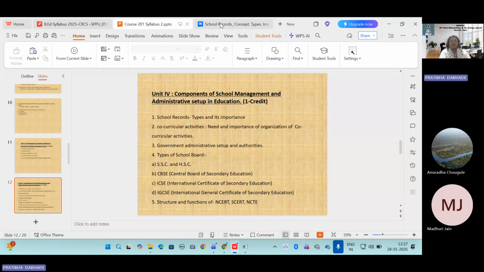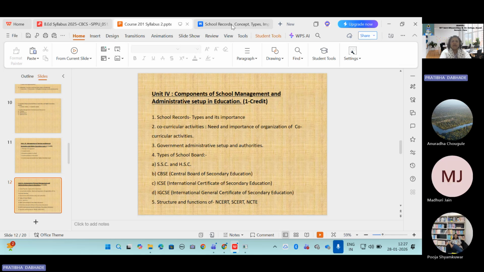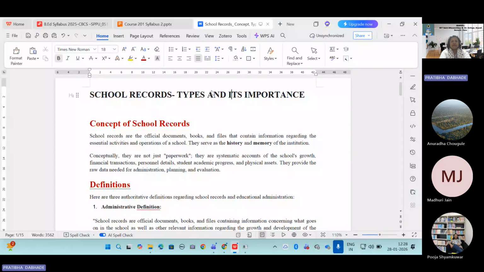Let me switch that. I'm not going to use the PPT for this particular topic. I'm going to use the Word file directly because certain formats are there. It is quite difficult to add all the formats on the PPT. So I'm just directly using the, just a minute. It is visible now. Yes. Yes, ma'am.